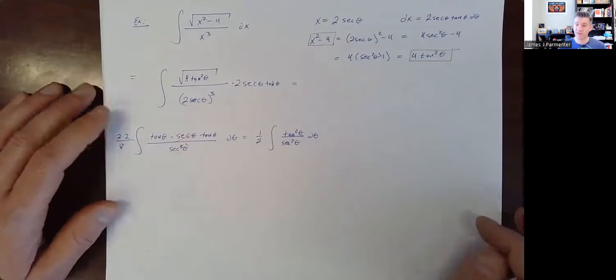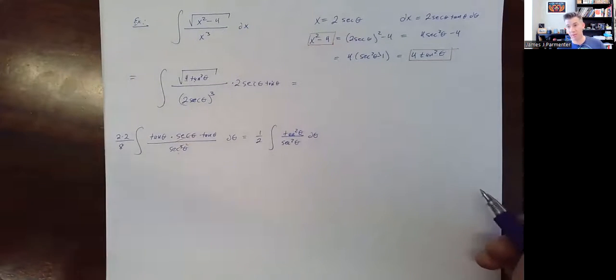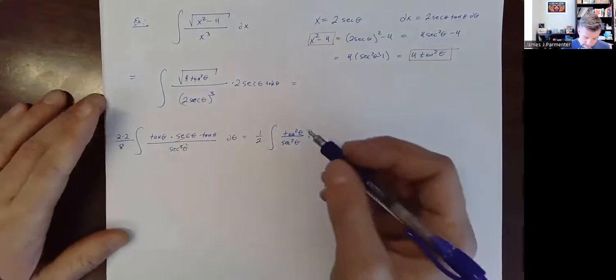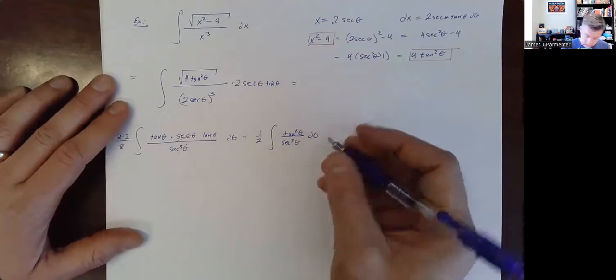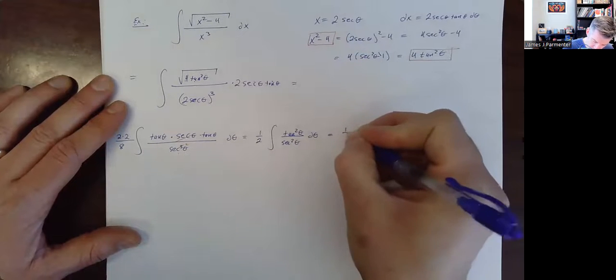But I can't see an obvious u sub, and we'll talk more about that when we get to the trig section. If I don't see an obvious u sub, what I'm going to do is try and rewrite it in terms of sines and cosines. So I'm going to write this as 1/2 the integral.